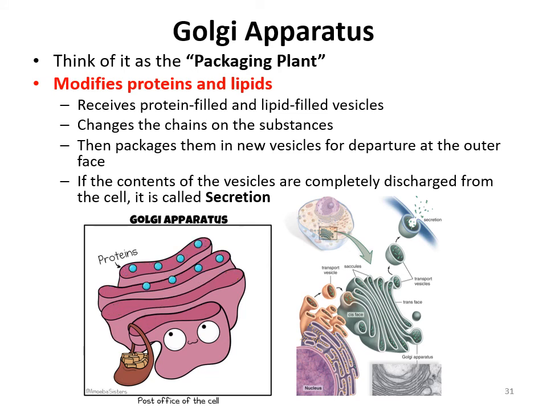Now, if they are shipping a vesicle containing these modified proteins and lipids completely outside of the cell, we call that secretion. The cell has secreted those substances. The way that they do that is the vesicle, you'll see in this picture, merges with the cell's membrane and then spits out its contents. So remember that the ER was producing the proteins and the lipids and putting them in a vesicle to ship to the Golgi, which then modified them further and shipped them out of the cell or to a different part of the cell.